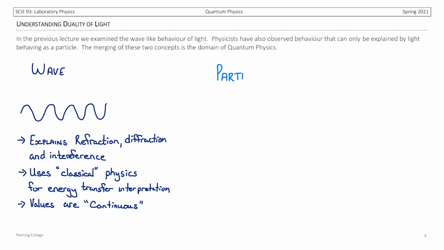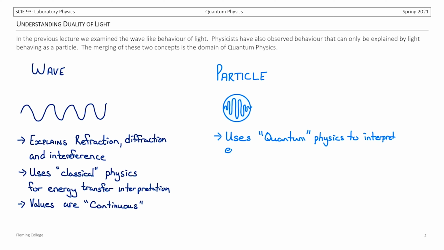The particle behavior of light is slightly different. So in the particle behavior, we see light move as one small unit. There is a minimum quantity of energy transfer, and we can't transfer any smaller amount of that. So we can either transfer one quantity or two quantities, but we can't transfer 1/10 of a quantity.